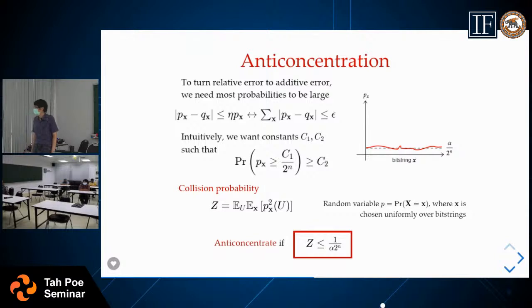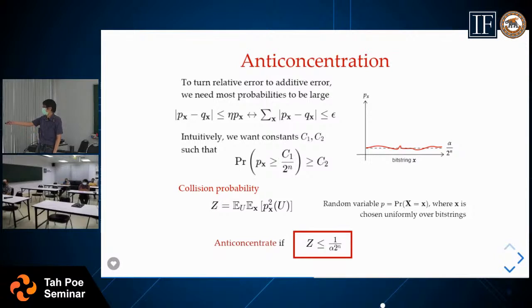And so you can define something like this. You just take the probability squared and then average over the outcome and average over the unitary. And then the distribution will anti-concentrate if this is bounded away from some value like this.